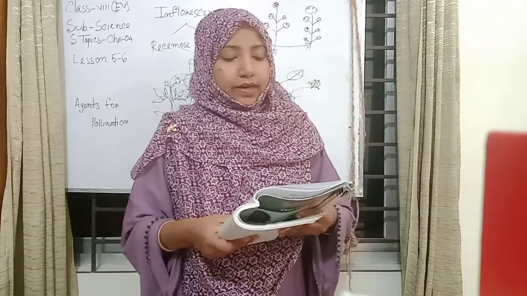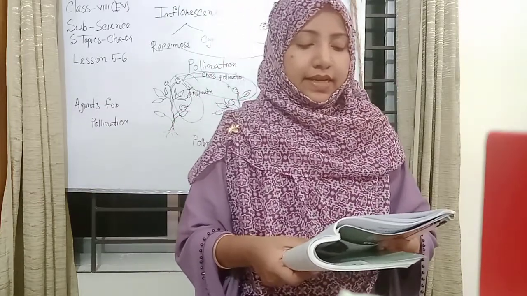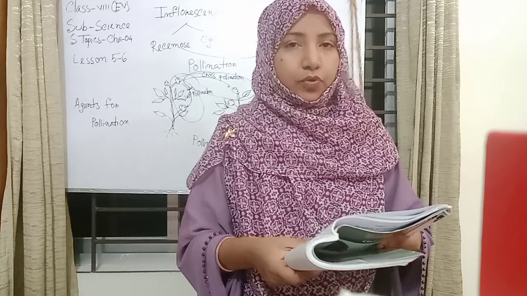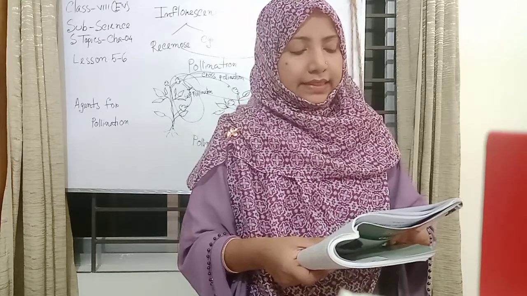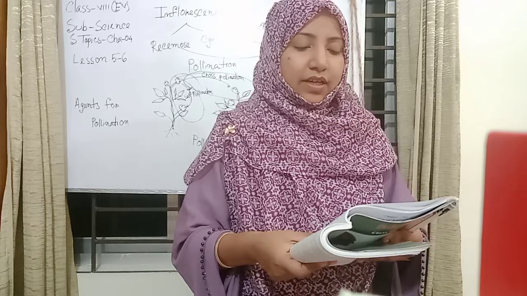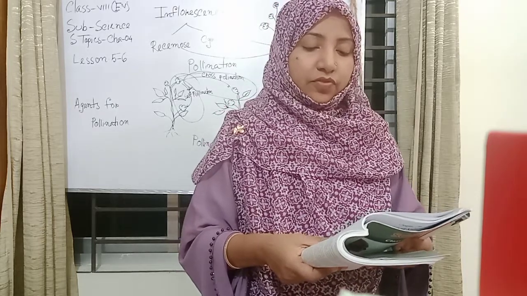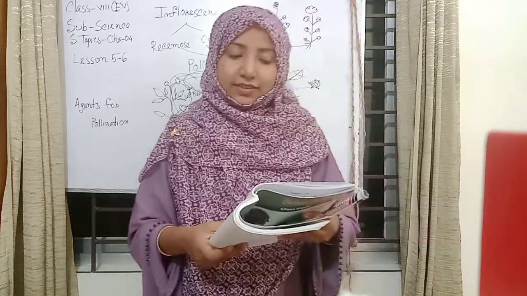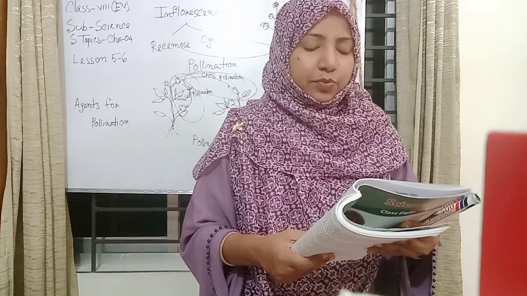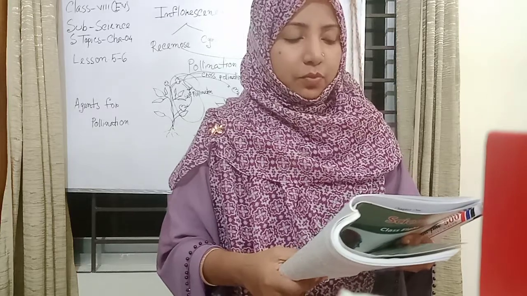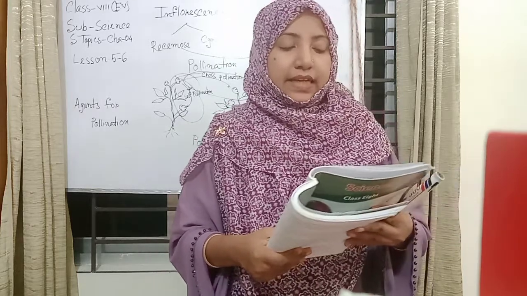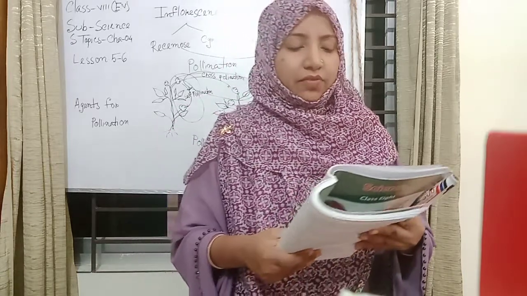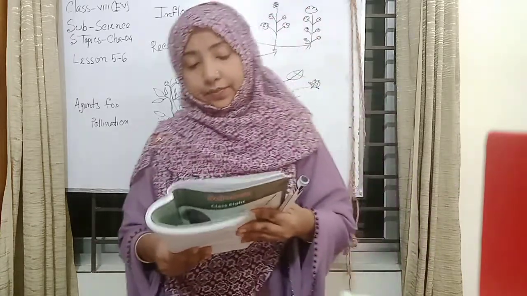Basically, wind, water, insects, birds, snails, as well as man also act as agents of pollination. Insects and birds fly from flower to flower in search of nectar or attracted by brilliant colors. During this act, pollen grains get stuck to the body of the carrier. As insects and birds do this, they transfer pollen from one flower to another unknowingly.